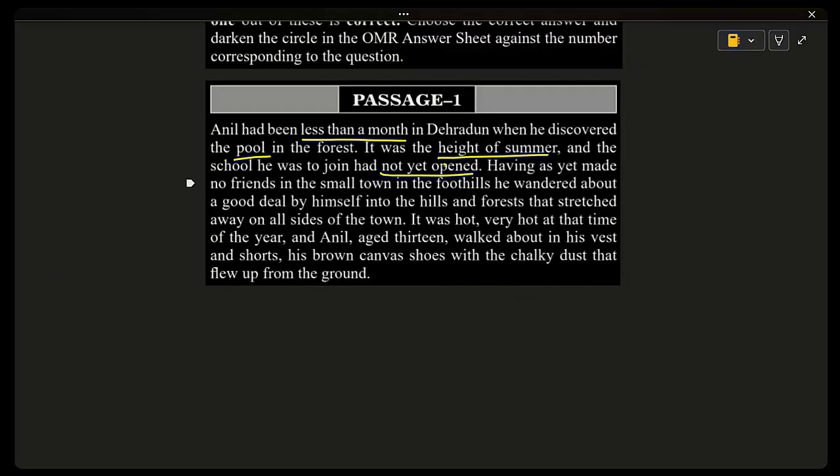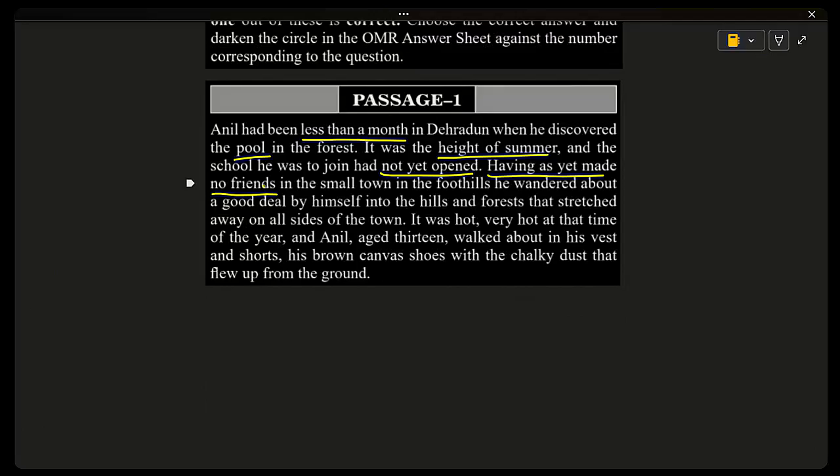Having as yet made no friends in the small town in the foothills, he wandered about a good deal by himself into the hills and forests that stretched away on all sides of the town. So, this is a long sentence. We have to break it and try to understand. Having as yet made no friends in the small town. I think he came to Dehradun just for a visit. That is not his hometown. So he didn't make any friends in the small town.